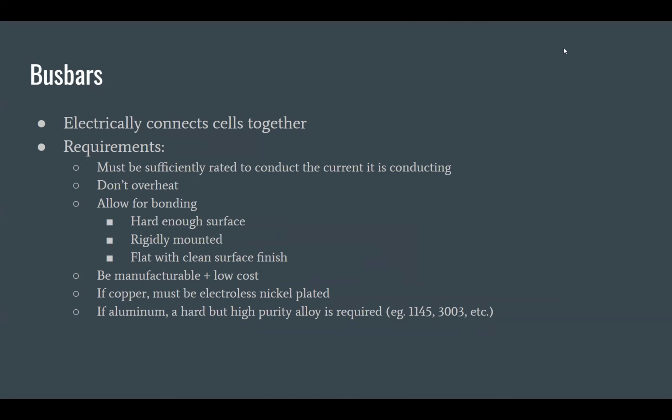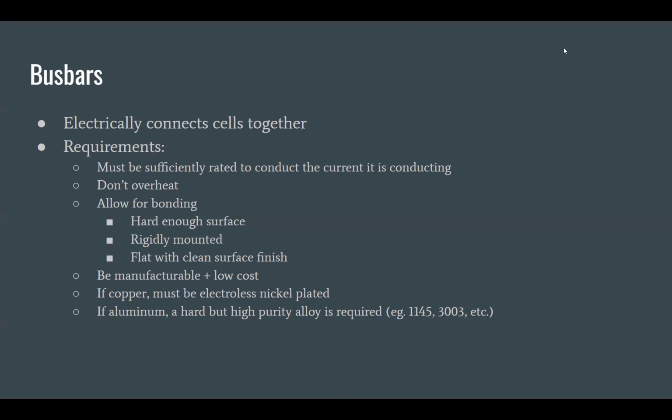Because they're like, if you give us 1000 grade aluminum, we'll have issues because it's going to be too soft. But if you give us, I think it's 1145 aluminum, that will have a similar level of purity, but it'll also have a stronger surface that will be able to bond effectively. So, yeah.